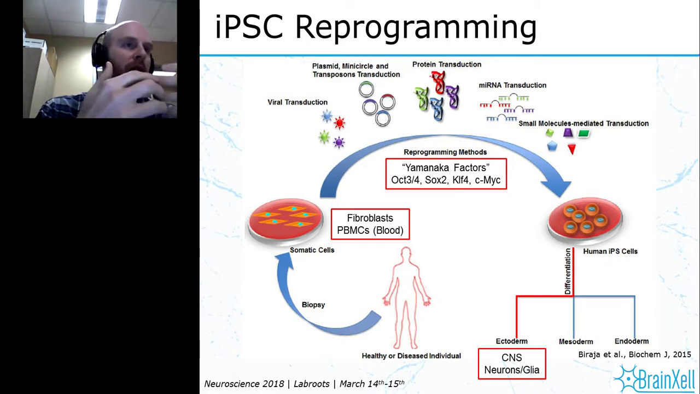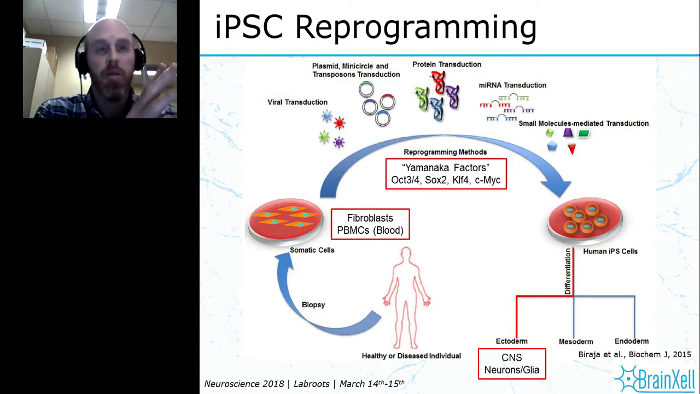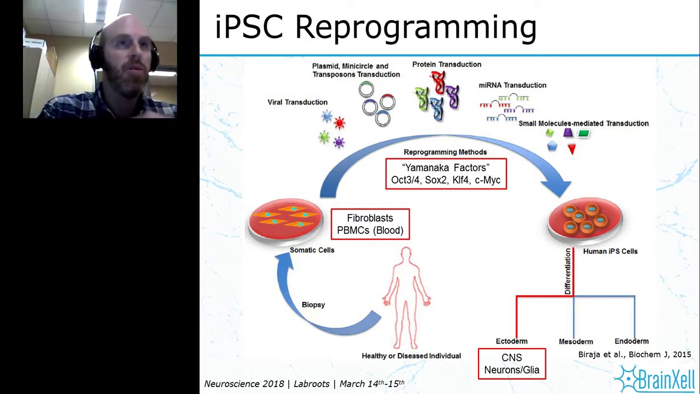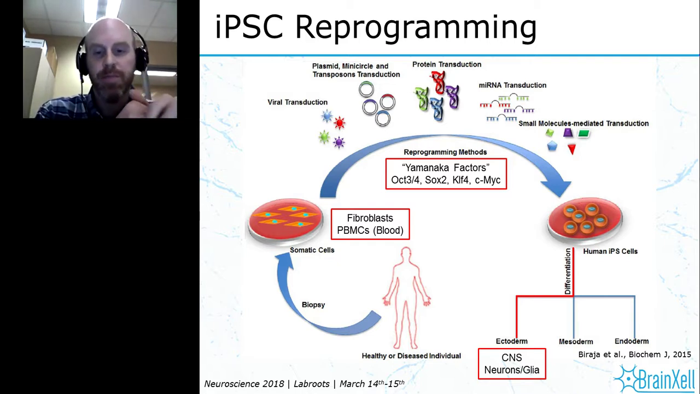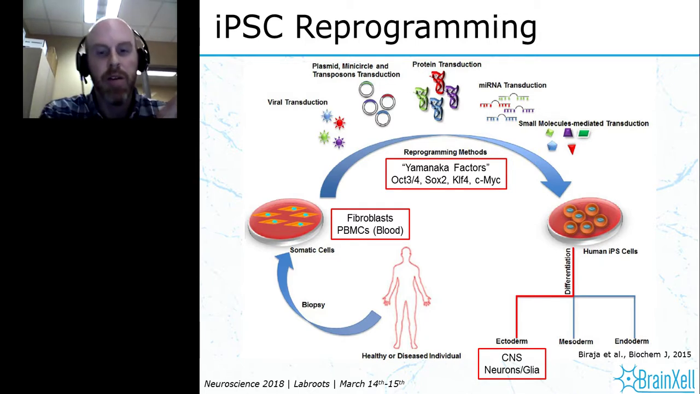And the process of de-differentiation can be reversed, and that is we can take the cells and then differentiate them. So this talk will be entirely about differentiating them to ectoderm, and specifically to neuroectoderm, and then specifically to neuronal and glial subtypes. So here we're talking about differentiation to ectoderm and specifically to the CNS, and then specifically to neurons and glia.